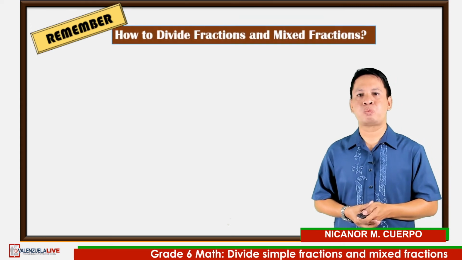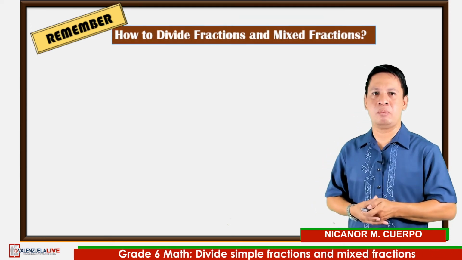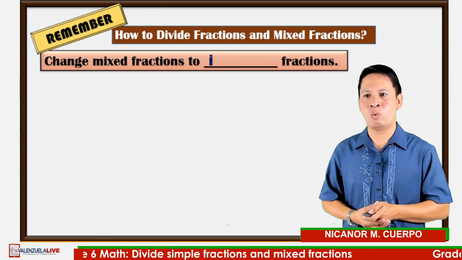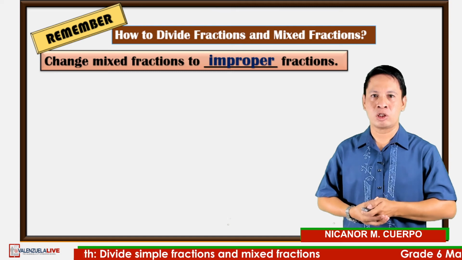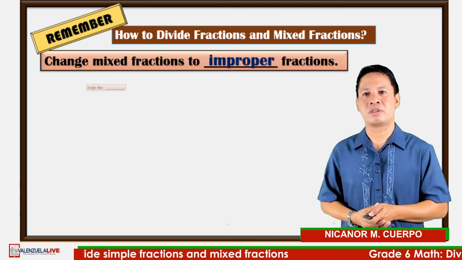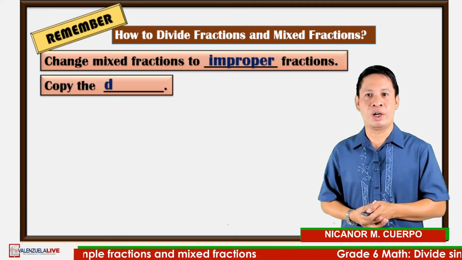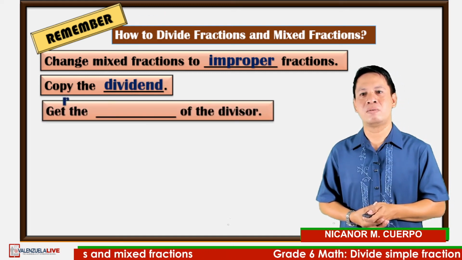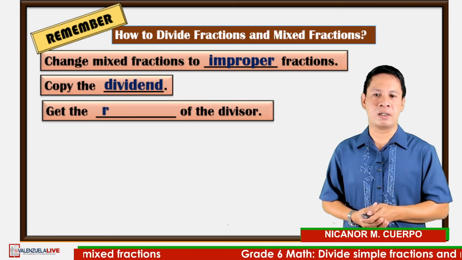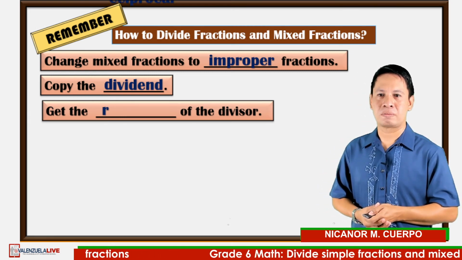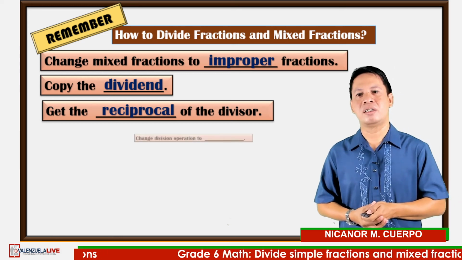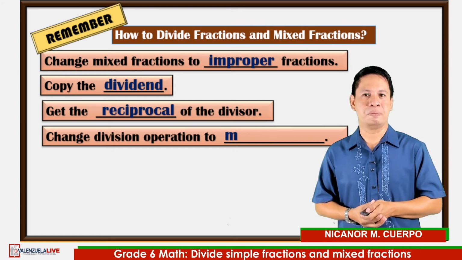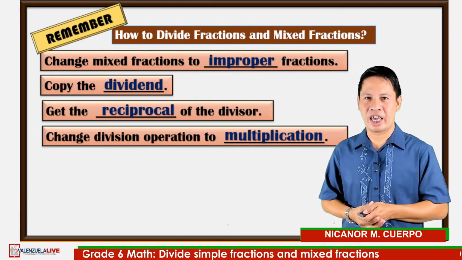Okay, so remember, when we are dividing fractions and mixed fractions, change mixed fractions to I. What is I? Correct, improper fractions. Copy the D. What is D? Dividend. Then, get the R of the divisor. What is R? Reciprocal. Then, change division operation to M. What is M? Correct. Multiplication.